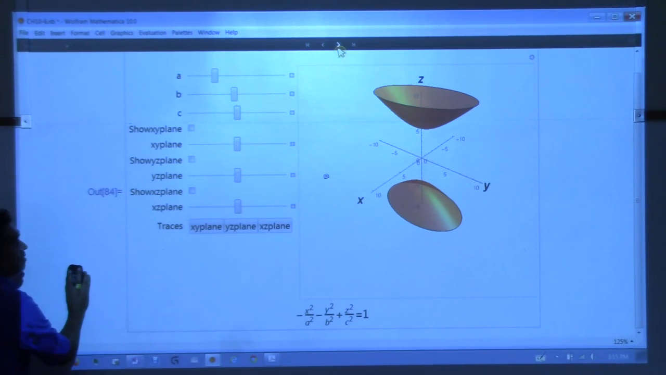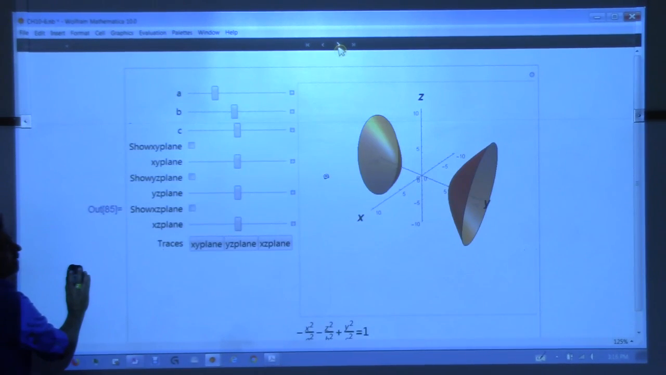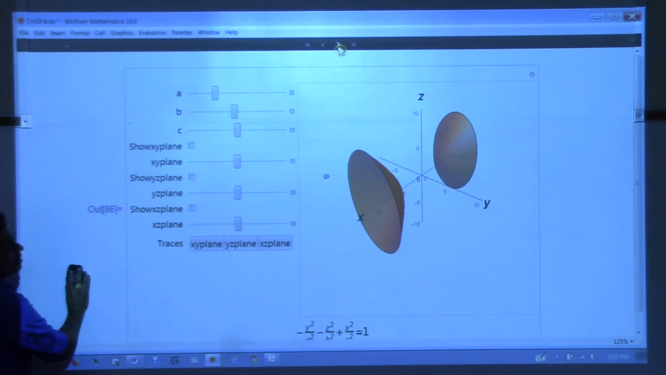I don't expect that you memorize every single one of these. You just need to be able to, if you see it, reference something so that you know what it looks like, all right? And I'll give you a handout for that. All right, so that's your hyperboloid of two sheets. You can go both ways.